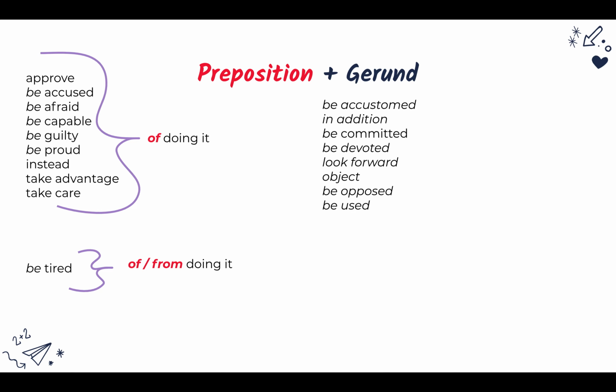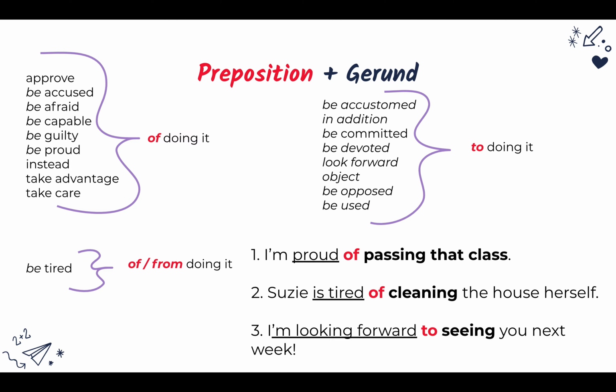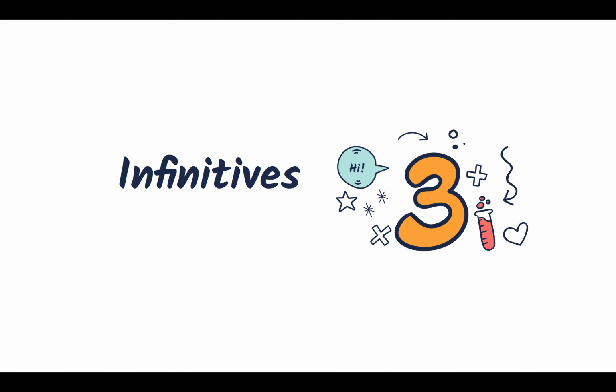And our last category: be accustomed, in addition, be committed, be devoted, look forward. We would use these with the preposition to, right? And here's a list of some sentences. Again, please feel free to write your own and email them to me. I'd love to see your sentences and see how you're doing with this. All right, students, so I hope you have an idea of gerunds a little bit better. Let's take a look at infinitives next.